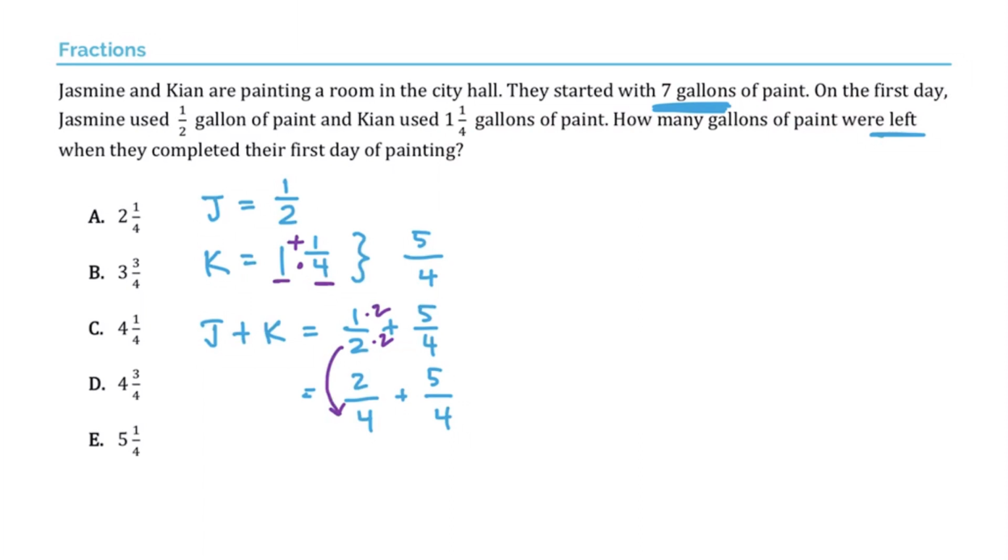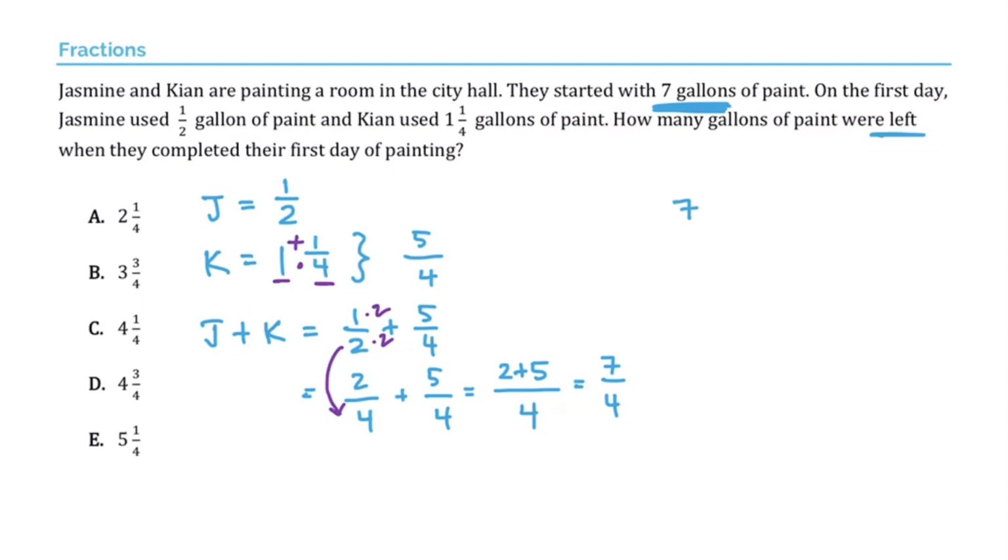Now remember, when we add fractions, the reason we get the denominator to be the same is that it stays, and then we combine the top. So when all of this is said and done, Jasmine and Keon together used up 7/4 gallons of paint. So now the question becomes, well, if they started with 7 and we need to take away 7/4, that's going to be our last operation to solve this question.